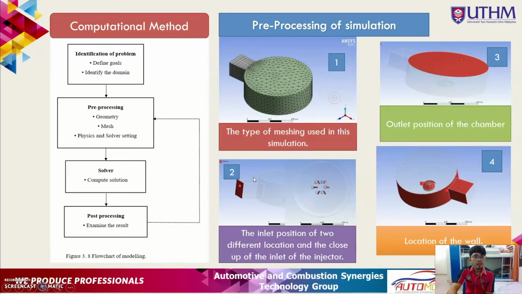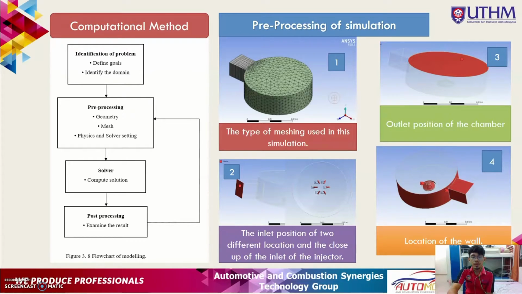Okay, next is the computational method. First, identification of problem. Second, pre-processing. The third is solver, and the last one is post-processing. Pre-processing of simulation: first, meshing. Second, third and fourth is boundary condition.